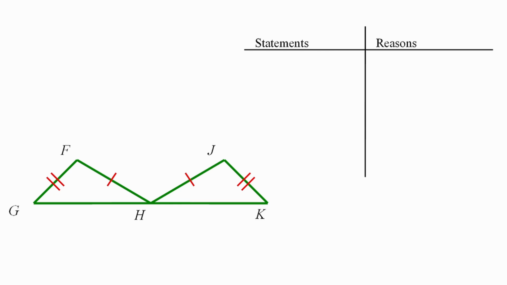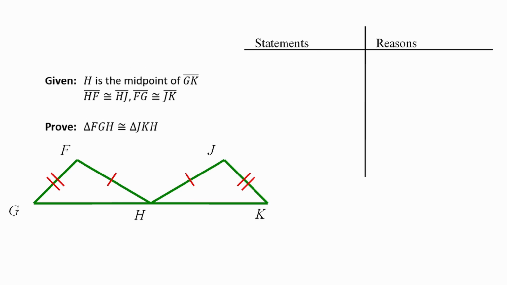So again, we'll have some statements and some reasons. For the given, the item that is given to me is that the point H is the midpoint of the segment GK, and HF is congruent to HJ, and FG is congruent to JK. So some of the congruence pieces are marked on the diagram, so you can see the red tick marks on FH and HJ, as well as the double dashes on FG and JK. And my goal is to prove that these two triangles are in fact congruent triangles.